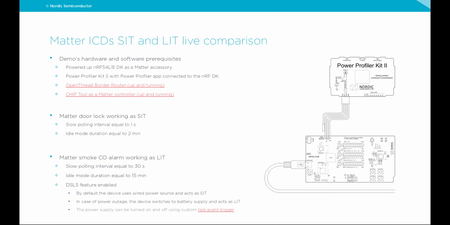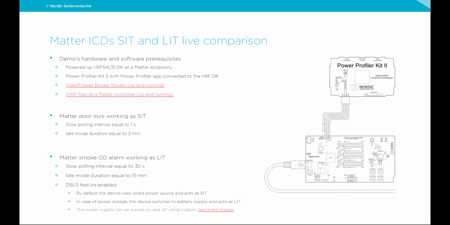So some prerequisites first. We are going to need nRF54L as a Matter accessory. I'm using nRF54L15, but you could also use nRF52840 or nRF5340. We need Power Profiler Kit 2 board connected to the DK using cables, and also Power Profiler application installed on the PC. And we need OpenThread Border Router and chip tool as a controller when running. I'm not going to set it up now as it takes some time, and you can find the information how to do that under the provided links.